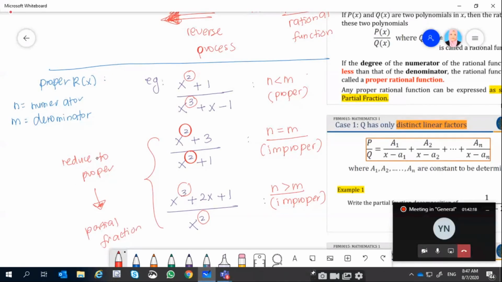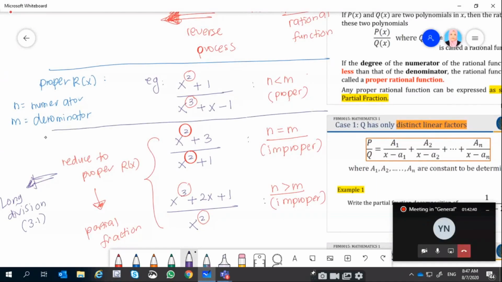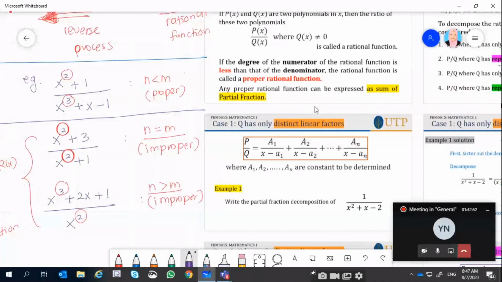Okay, so in order to reduce to a proper rational function, you need to use what we call the long division technique. This one I will cover in chapter 3.1, so we will discuss it later. As for now, today we are going to discuss the 4 conditions that involve proper rational functions.